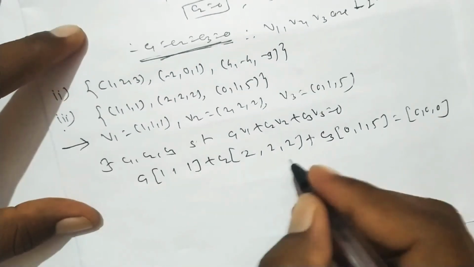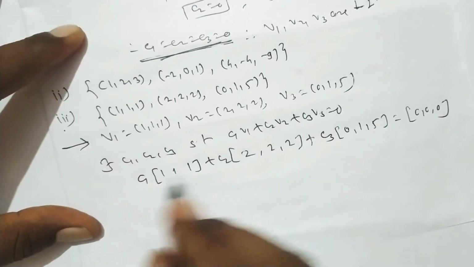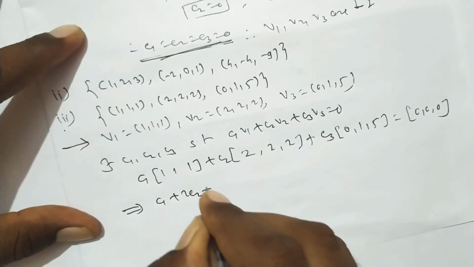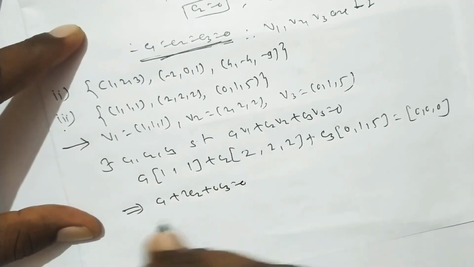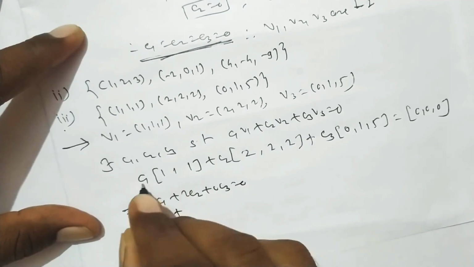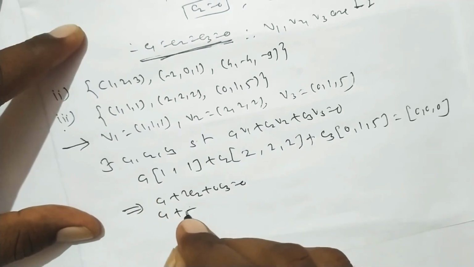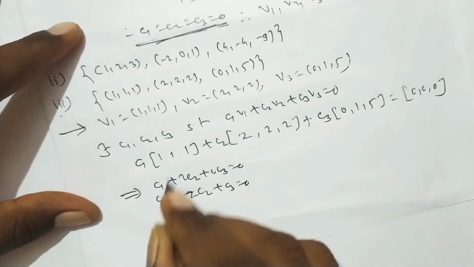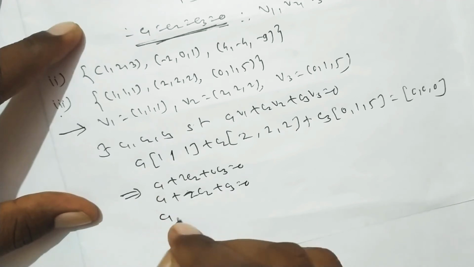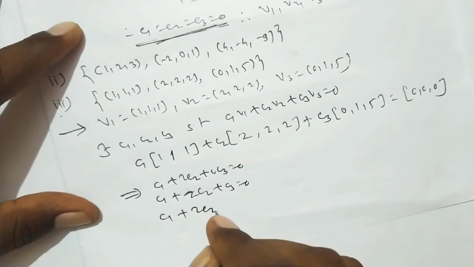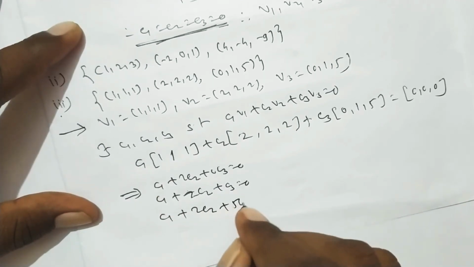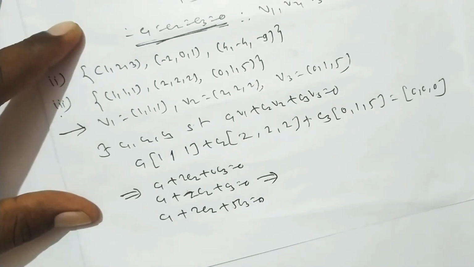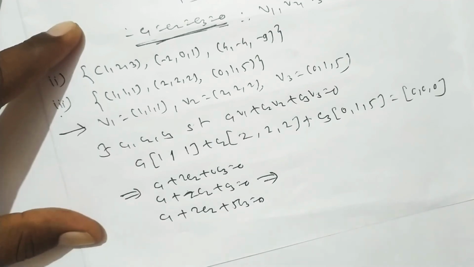Now if you multiply c1, c2, c3 inside these matrices and use equality of matrices, we will get the first equation: c1 plus 2c2 plus 0 c3 equal to 0. The second equation is 1 into c1, that is c1, plus 2c2 plus c3 equal to 0. The third equation is 1 into c1, that is c1, plus 2c2 plus 5c3 equal to 0. So this is the homogeneous system, and from it we have to find c1, c2, c3.